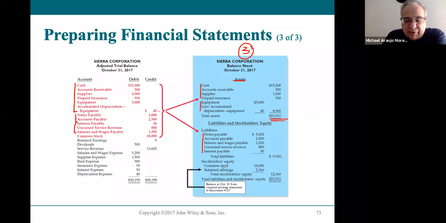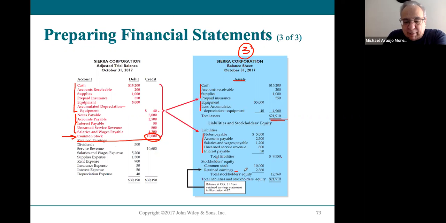Stockholders' equity accounts are listed next. The stockholders' equity accounts, we know the common stock account is real and updated here at $10,000. The retained earnings account, we don't pay attention to this because we just did the statement.